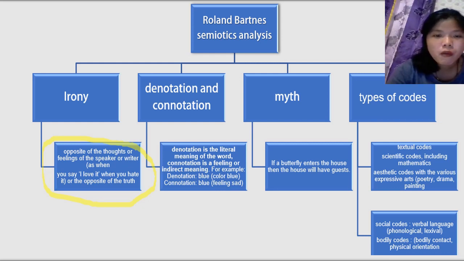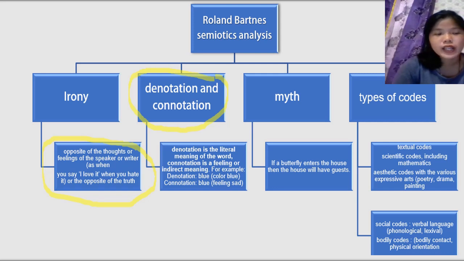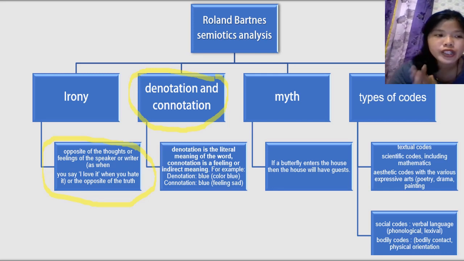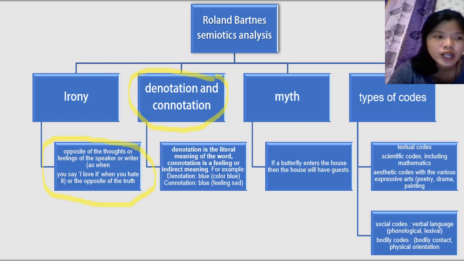And then denotation and connotation. The distinction between literal and figurative language overlaps with the distinction between denotation and connotation. Operating at the level of the signified, we all know that beyond a literal meaning, or denotation, a particular word might have connotation. For instance, sexual connotation.